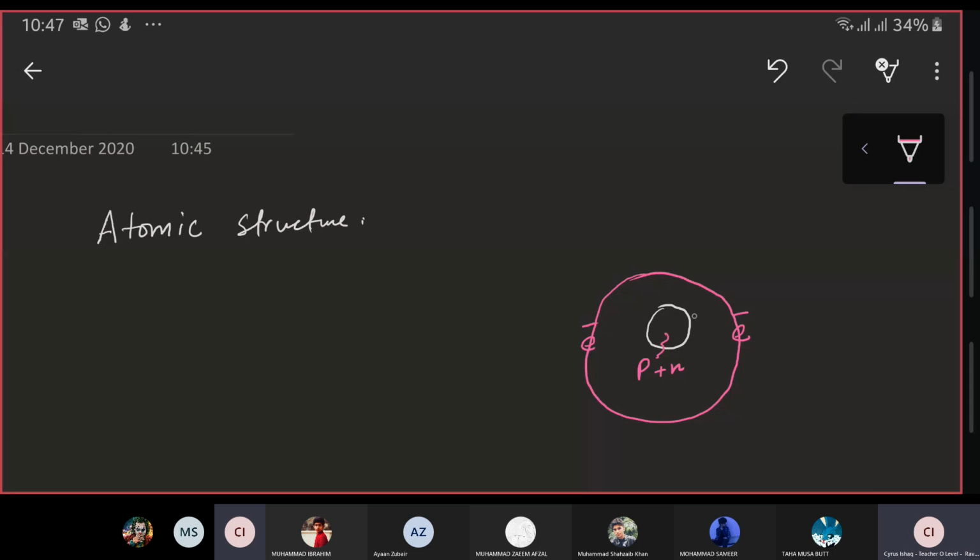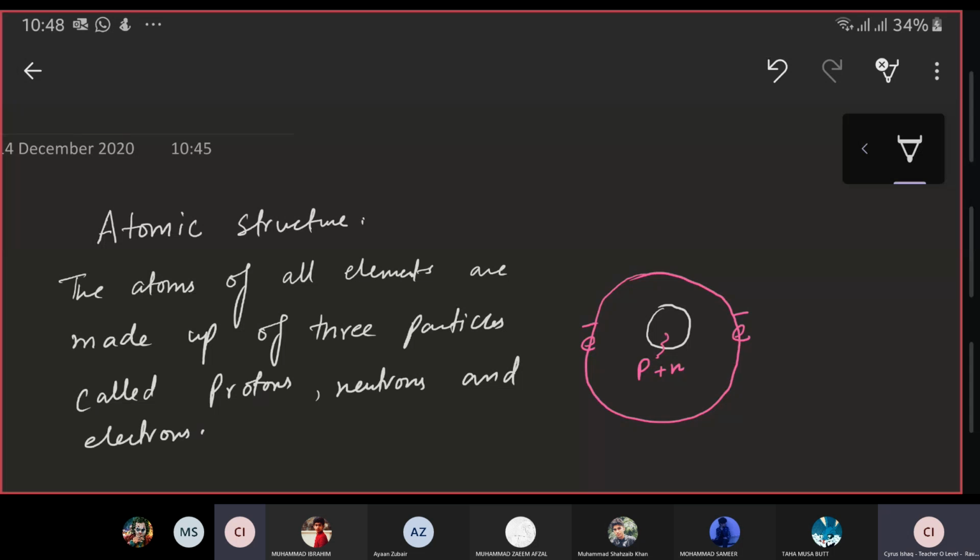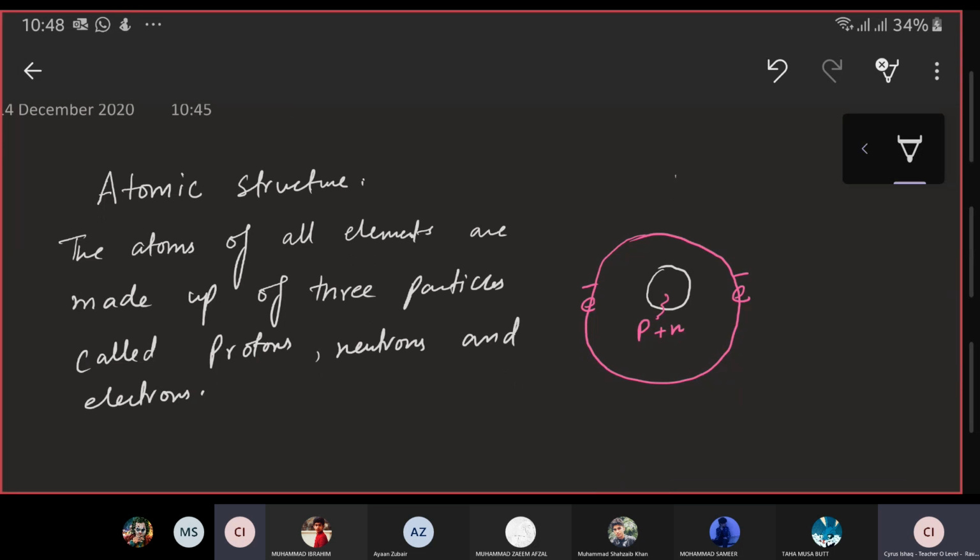So the atoms of all elements are made up of three particles called protons, neutrons, and electrons. The nucleus contains the protons and neutrons, and it is at the center of the atom. This is basically an atom. This is the structure of an atom.